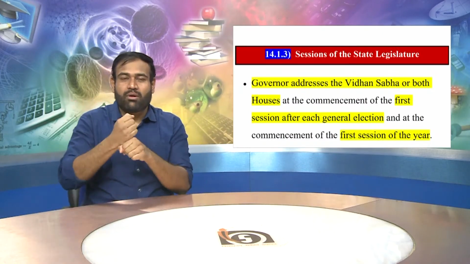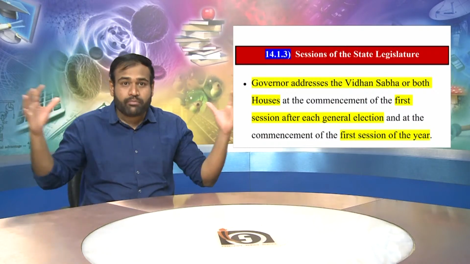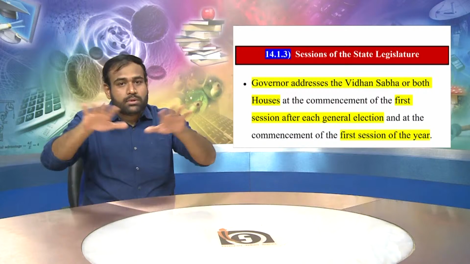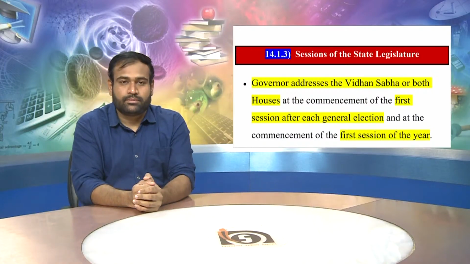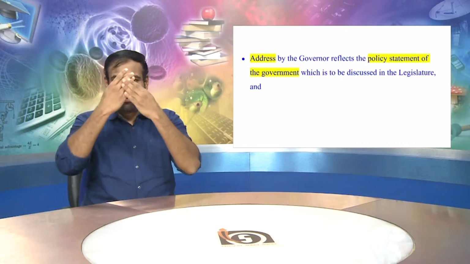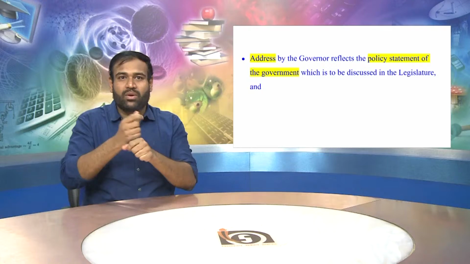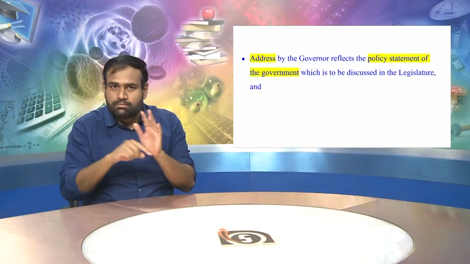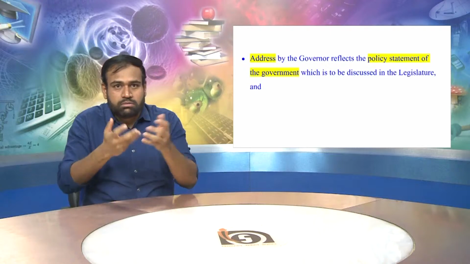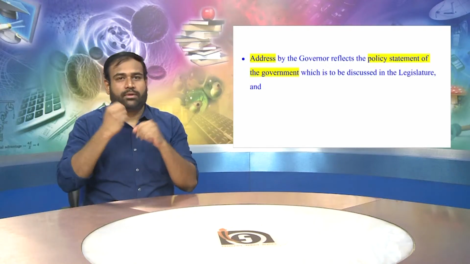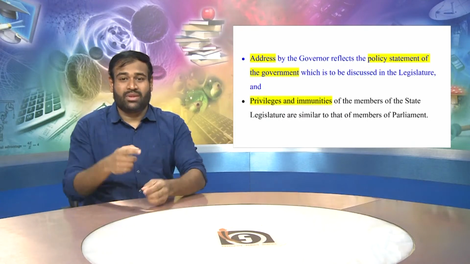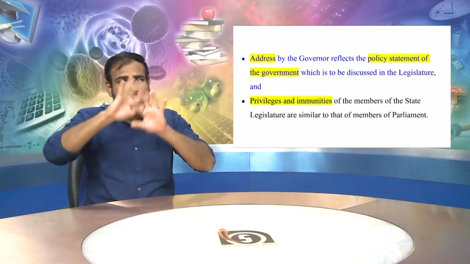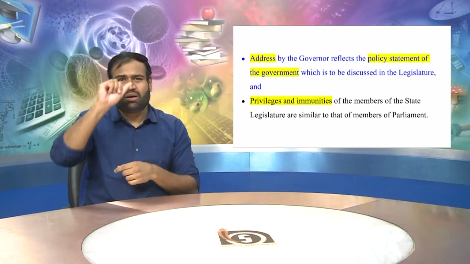The governor addresses the Vidhan Sabha or both houses at the commencement of the first session after each general election and at the commencement of the first session of the year. The address by the governor reflects the policy statement of the government, which is to be discussed in the legislature. Privileges and immunities of the members of the state legislature are similar to those of members of parliament.